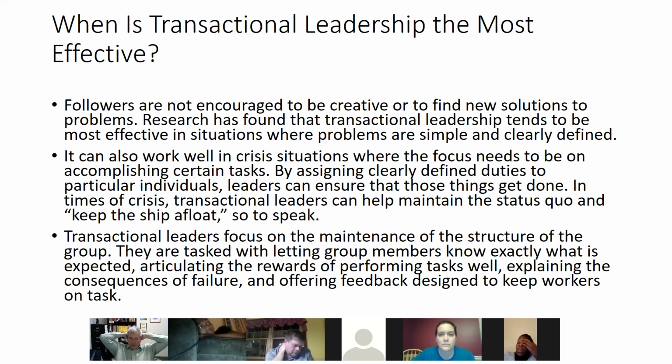That's why when you're a principal and you have a lockdown drill or something, this is when your transactional leadership style is going to come to the forefront, because, by gosh, here's what we're going to do, people. Because that's what we do in a crisis. So there are times in which the style works extremely well. And they focus on maintaining the structure.